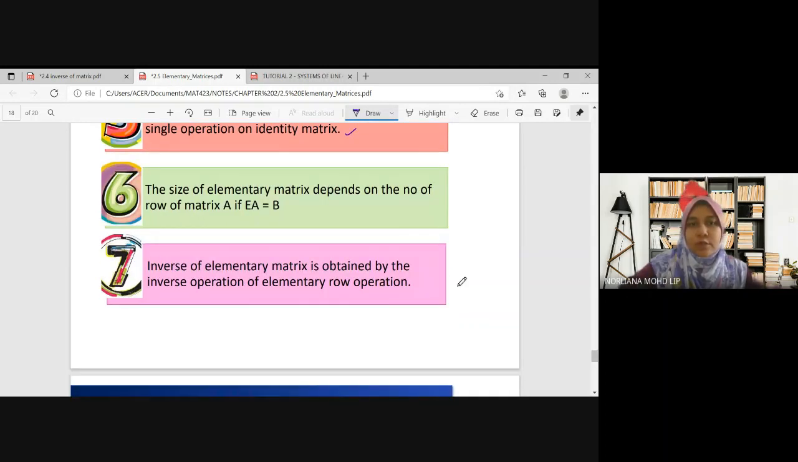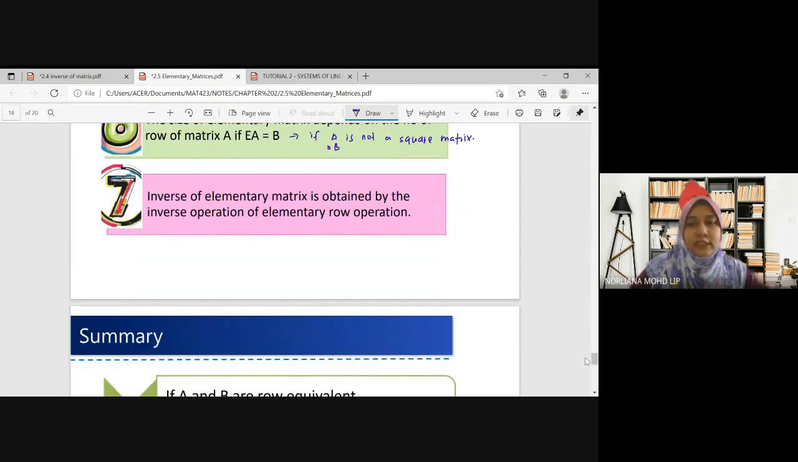If A is not a square matrix, A and B lah. Okay, the inverse of elementary matrix is obtained by the inverse operation of elementary row operation. Yang tadi yang kita tengok ada tiga contoh, tiga operation tu kan.